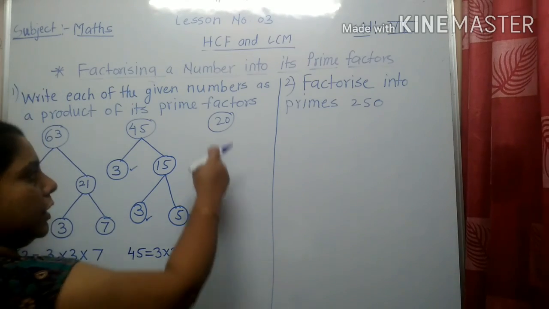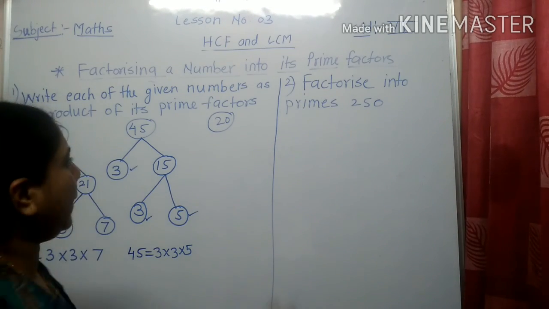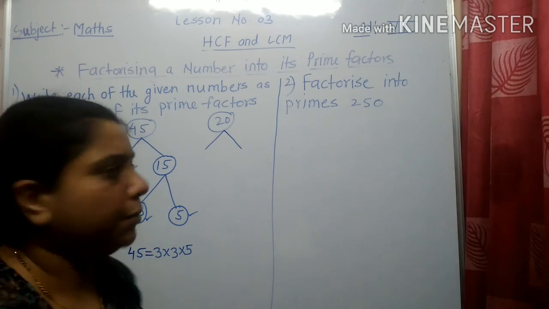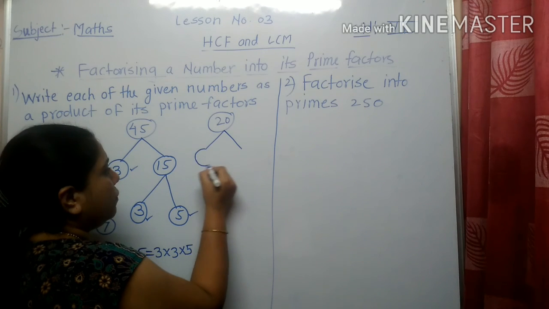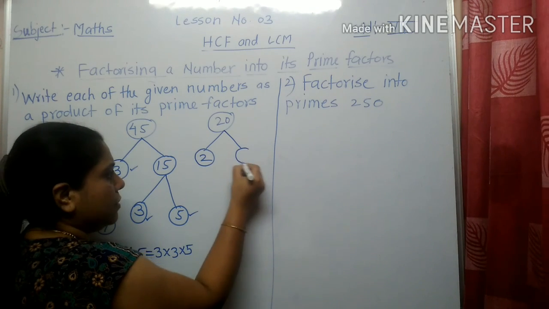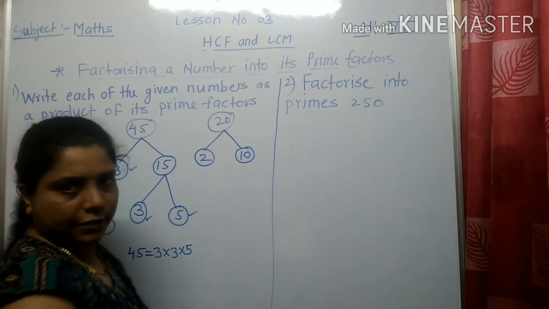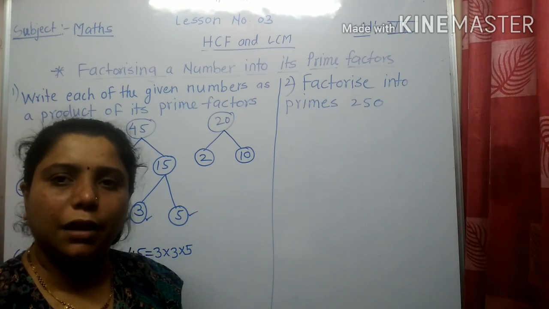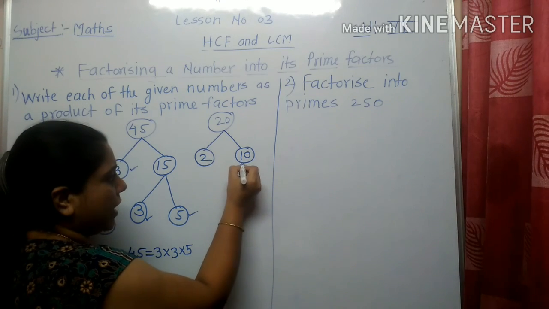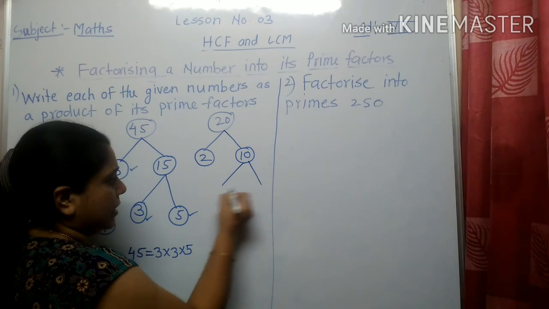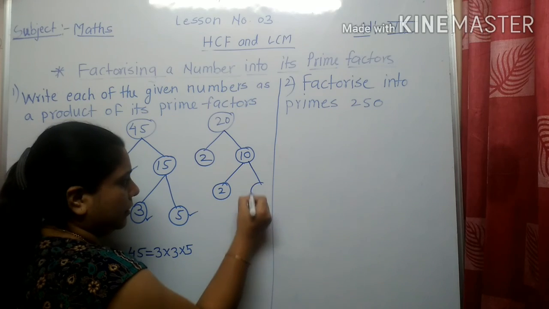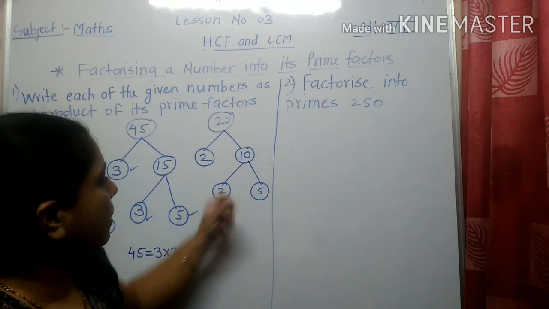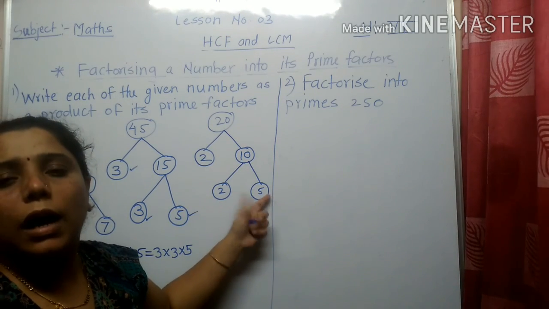Understood? Now for 20, how to split up the 20? Is 20 divisible by 2? Yes. So I will write down first 2. What is left over? Here 10. But 10 is not a prime factor, so again we have to factorize it. How to factorize 10? Yes, 2 5s. Very good. So here we can write that 10 is written as 2 and 5.